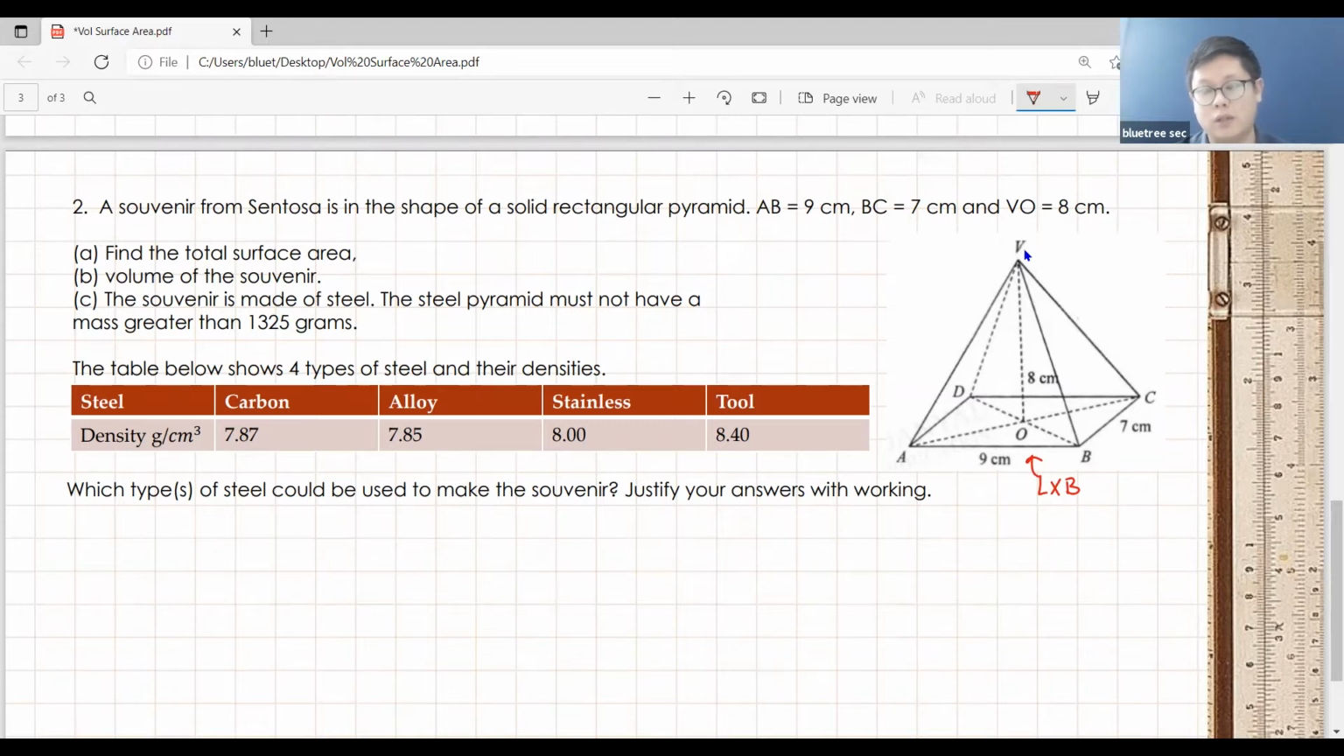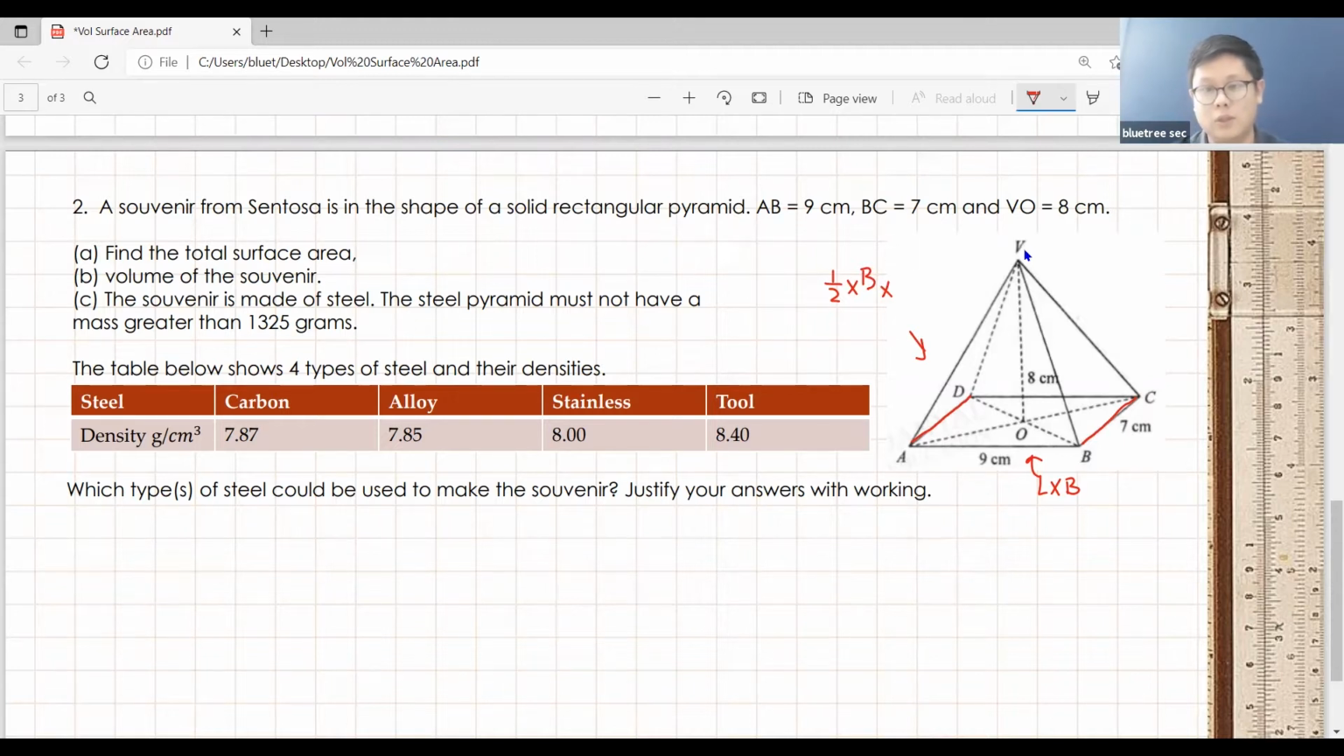So take note that for a rectangular pyramid, the triangles on the left and right are identical, meaning for the left hand side, if you notice, the base that you are using is the same as the base on the right side, right? So that will be the area of a triangle: half times base times the height.